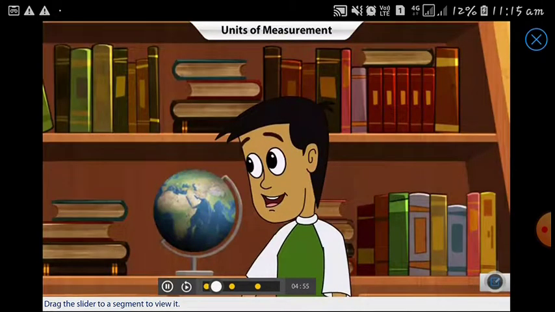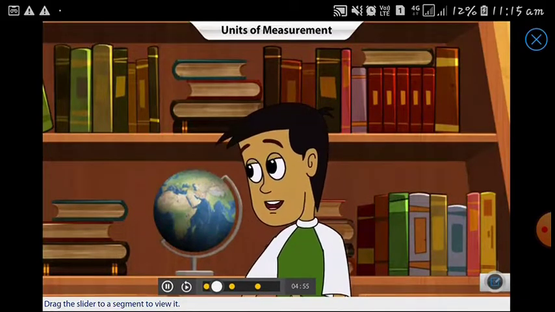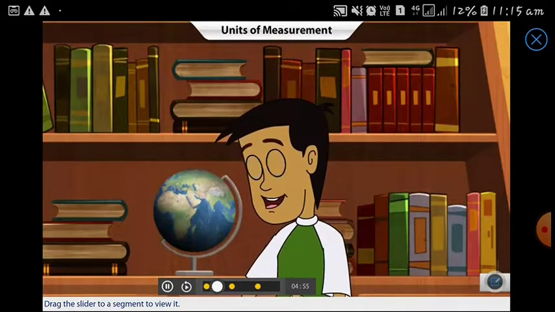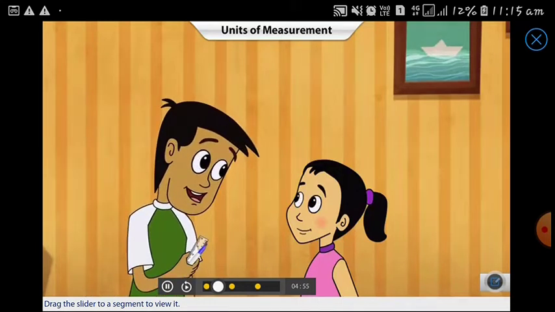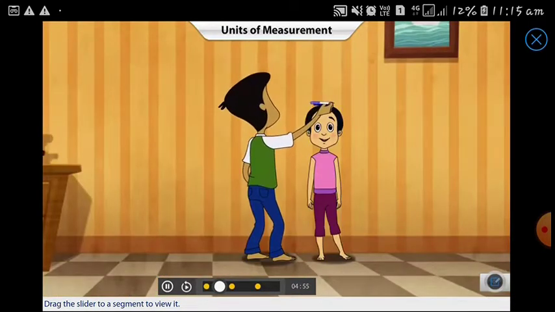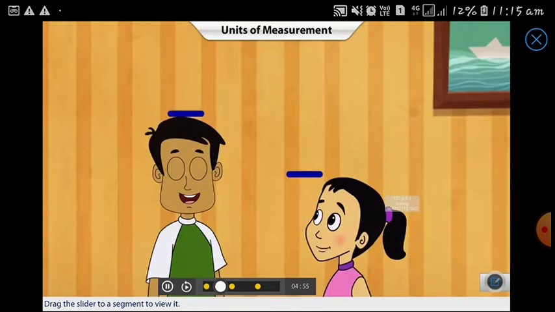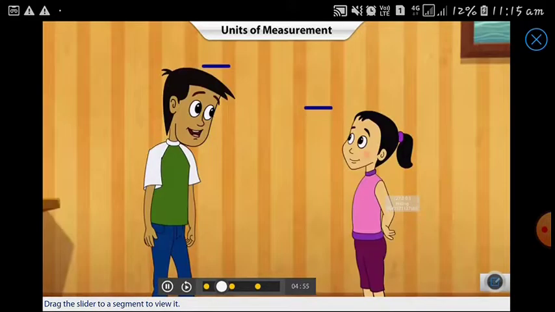Is it? Okay, then let's measure our heights. Rahul gets a marker and a scale. He asks Rita to stand barefooted and straight against the wall. He then makes a mark in line with the top of her head with the help of the scale. He does the same for himself with his sister's help.